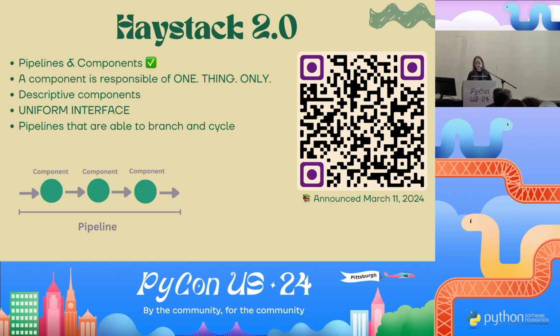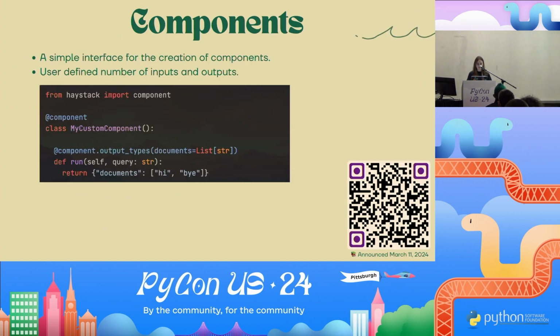Then we went ahead and released Haystack 2.0 on March 11th. And if you scan that QR code, I think it's going to stay up for a bit. It's actually our announcement article going through exactly what we changed and why we changed it, with the release notes attached as well. All right, so with that, I'm going to start by talking about how components changed.